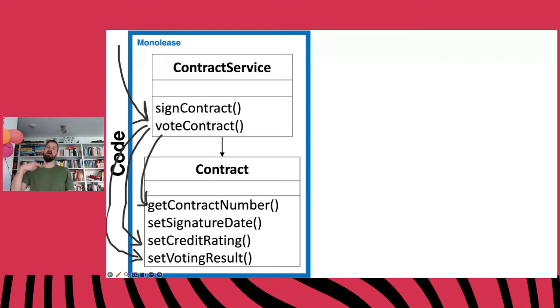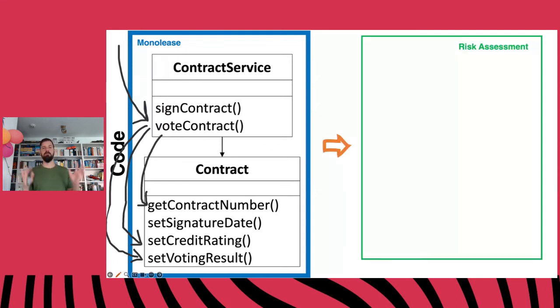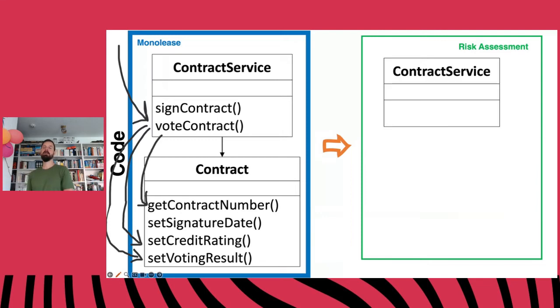That means every single step should lead to a system that is viable itself, to a system that can be released and usually will be released to production. So the first step that we are going to do is we create an empty module risk assessment. That's something that we could release to production. And then we create an empty class contract service that also could be released to production.